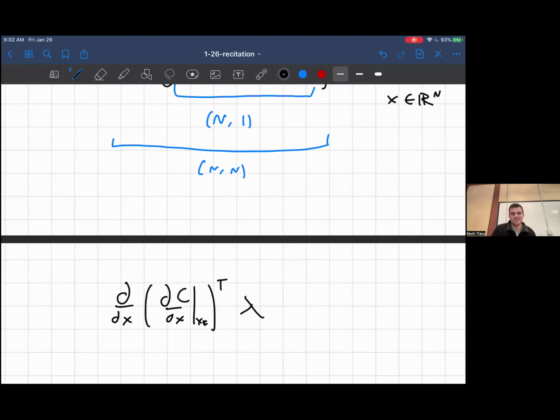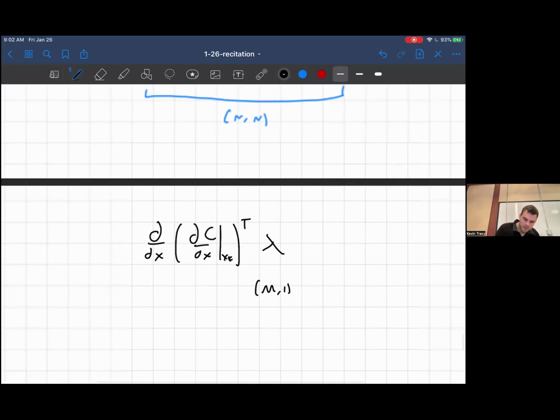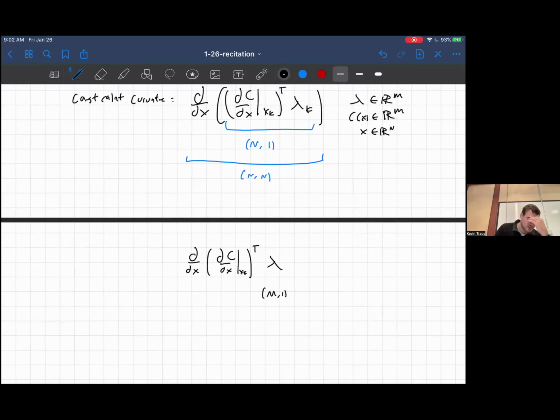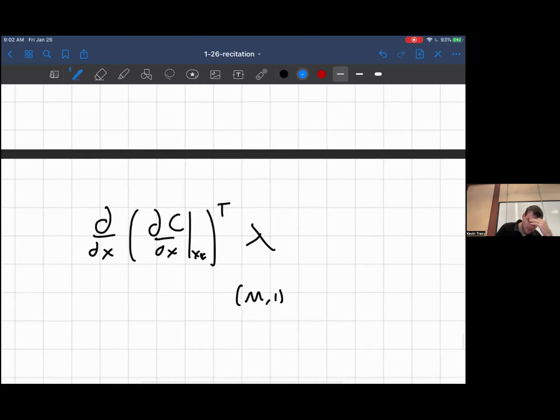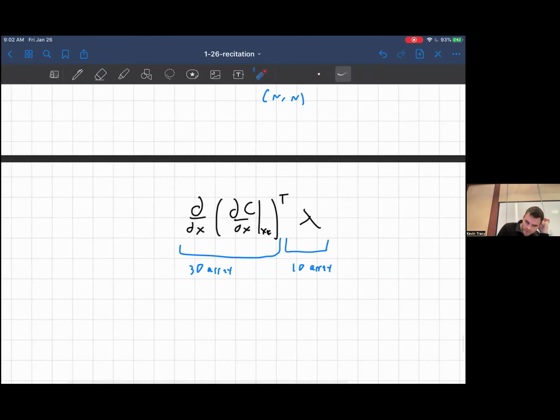And this is where things get a little gross. So we have this vector right here. This is m by 1. And then what is the contraction? I forget how the contraction works for third order tensors, but this ends up being a 1D array. And this is where we get into trouble.